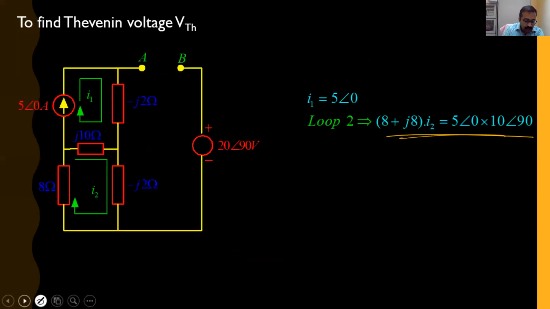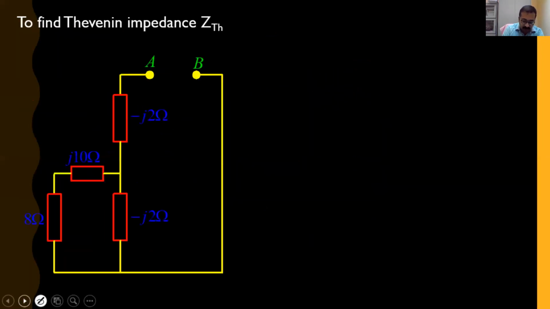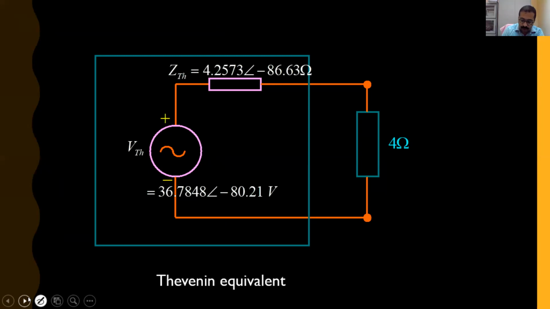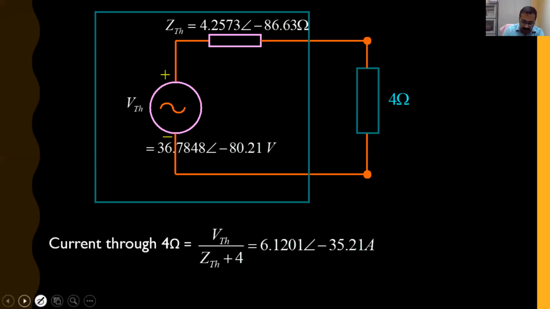Okay, so after obtaining the Thevenin equivalent circuit, you connect the 4 ohm. Now we have to find the current I0. So I0 will be nothing but what? I0 will be VTH divided by ZTH plus 4, which means that will be nothing but 6.1201 angle minus 35.21 amperes. Okay, agreed? So up to now we had discussed the independent sources.